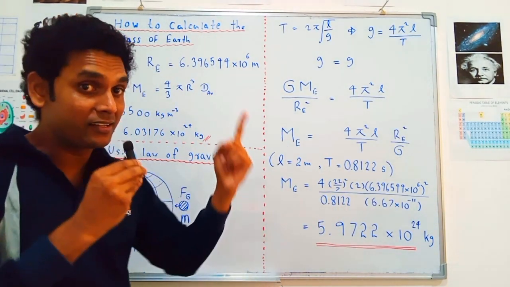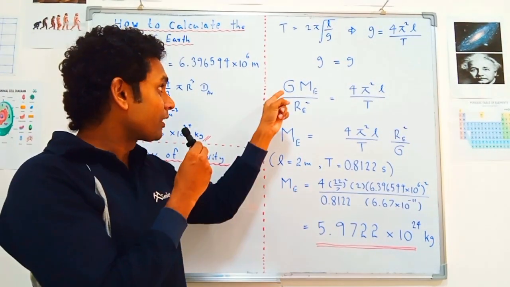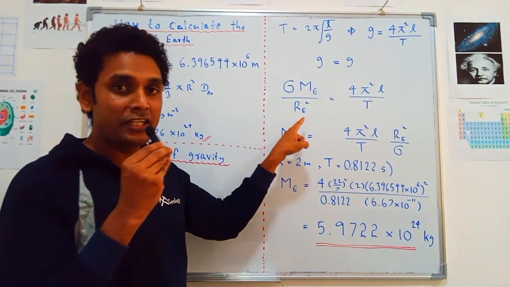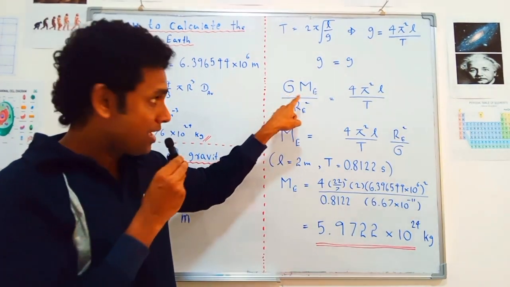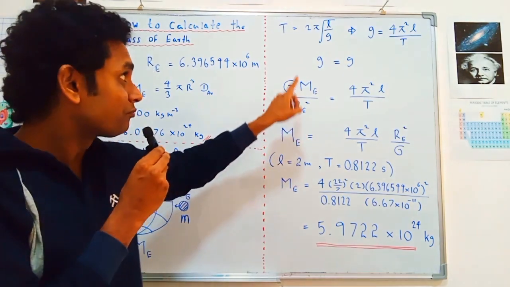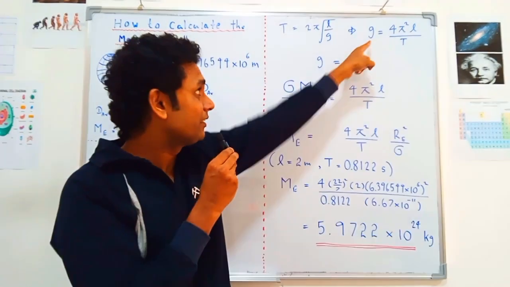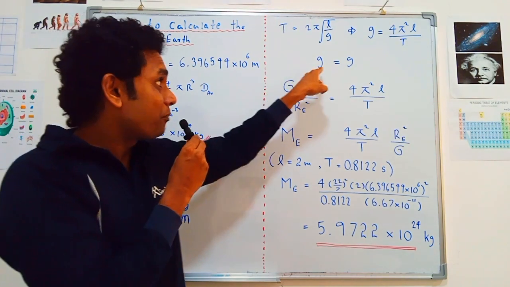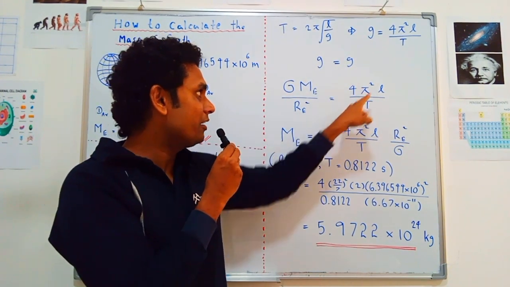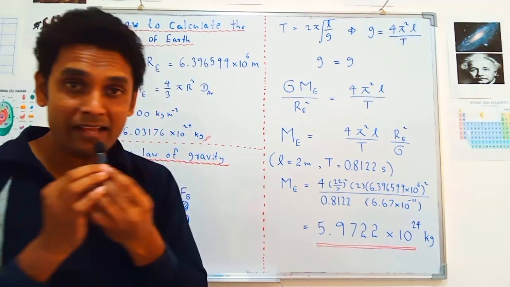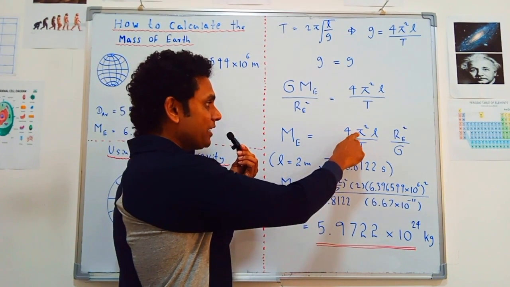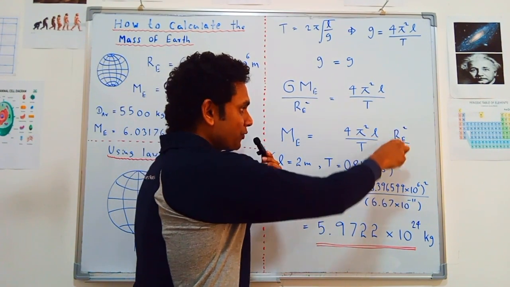From the previous calculation, we got that the gravitational acceleration g is equal to G Me divided by Re squared. Here G is the gravitational constant, Me is the mass of Earth, and Re is the radius of Earth. Now we can equate that g to this g. So G Me divided by Re squared is equal to 4 pi squared L divided by t squared. Now we can make Me the subject. So Me is equal to 4 pi squared L Re squared divided by t squared G.